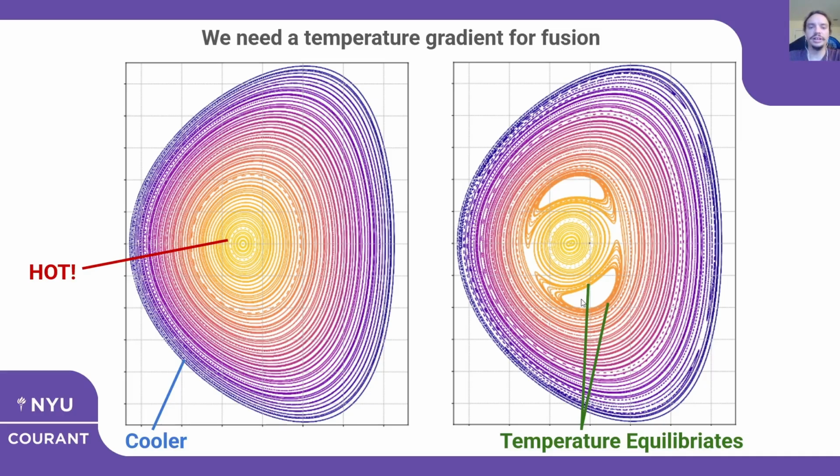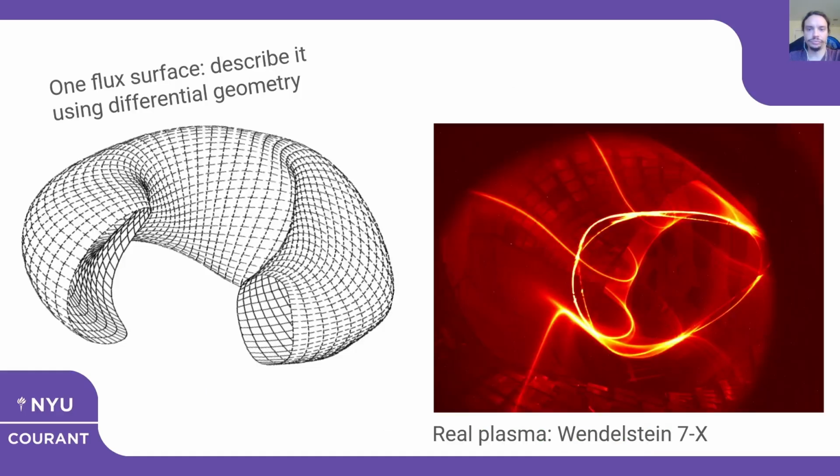Okay, but if we have islands, we run into problems. Because a particle that's somewhere near the axis part of the island, near the middle of the reactor, is going to get carried by its magnetic field line to sometimes be on the outside of the island. And so the temperature will equilibrate, it'll be just as hot on the inside of the island as it is on the outside of the island. We really want to avoid this as much as possible. It's losing space that we have to keep our temperature gradient nice and hot.